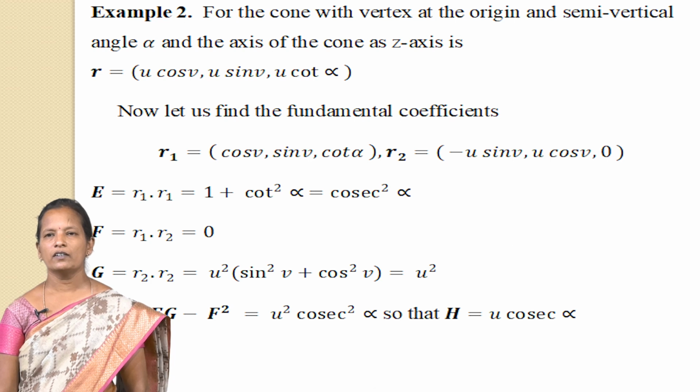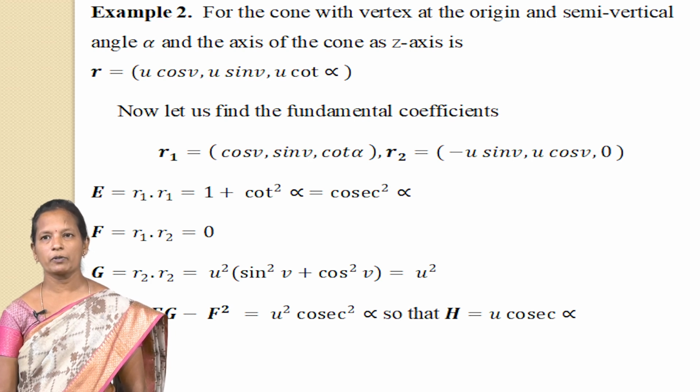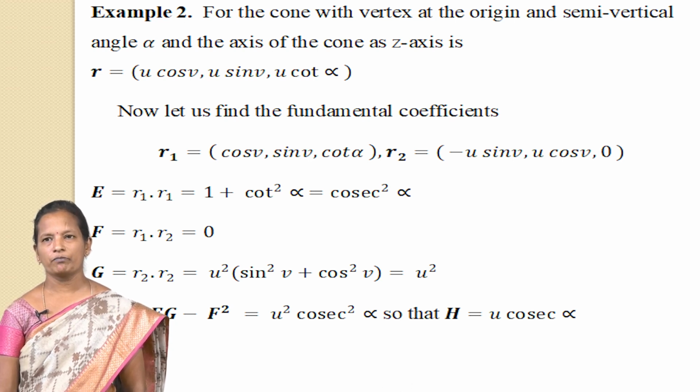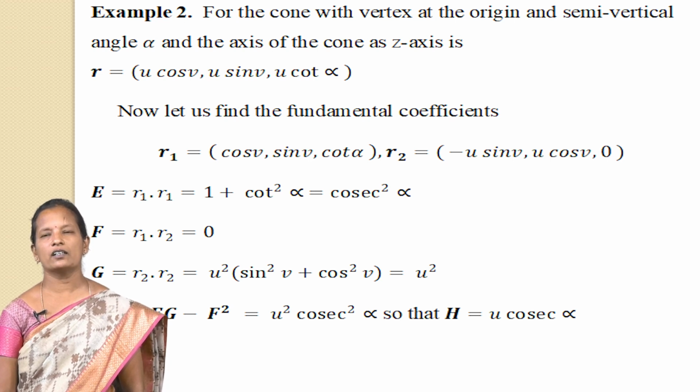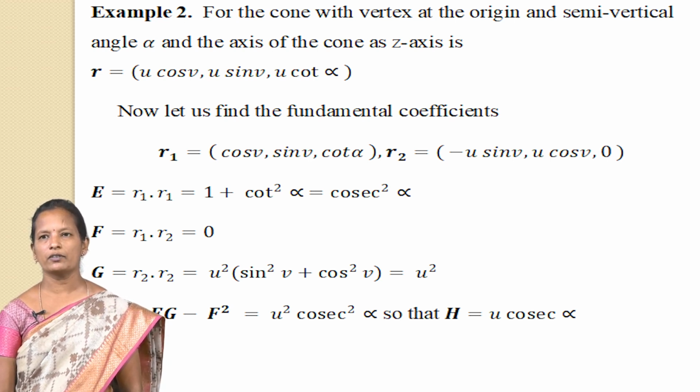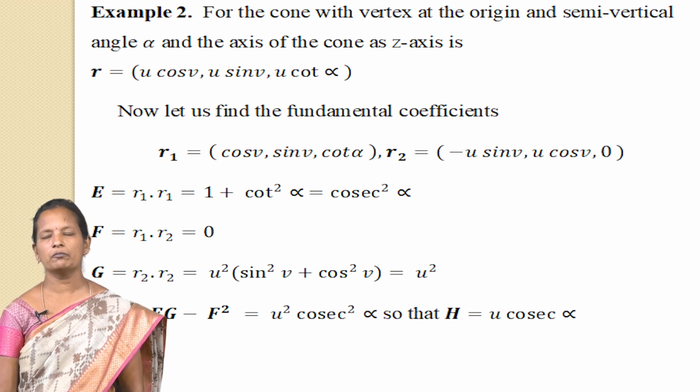Differentiate cos V with respect to V, so that is minus U sin V, and U sin V. That is U into sin V, differentiate with respect to V, hence U into cos V. And U cot alpha: there is no V term in the last term. Yes, differentiate U cot alpha with respect to V, there is no term, hence 0.